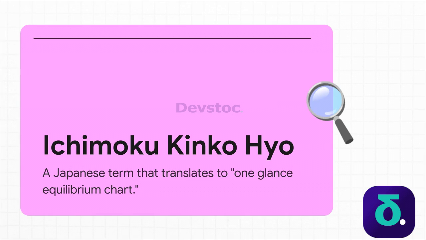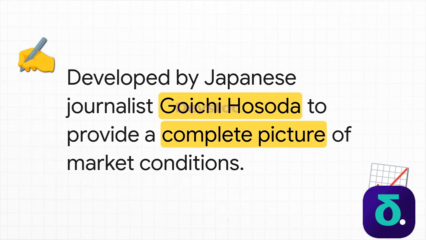You see, its full name is Ichimoku Kinko, and in Japanese, that translates to a one-glance equilibrium chart. The name literally tells you its superpower, to give you a complete picture of the market's balance in a single look. No fuss. And the story behind it is pretty cool.